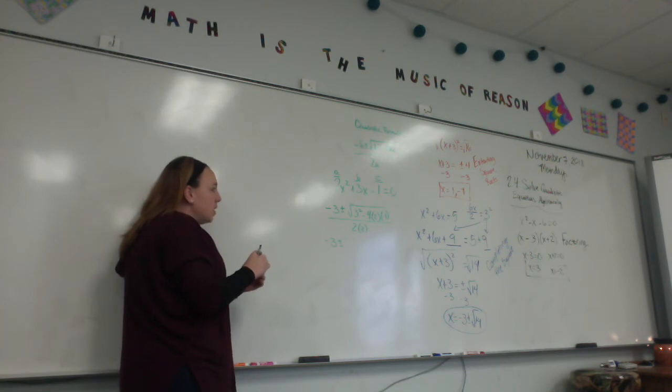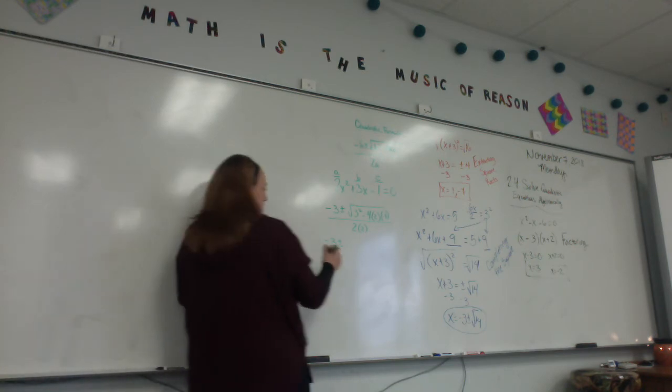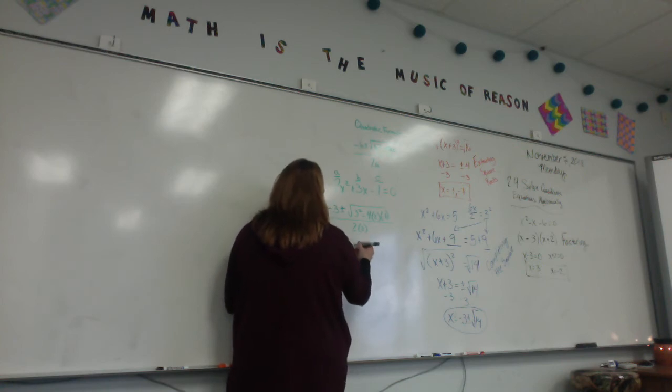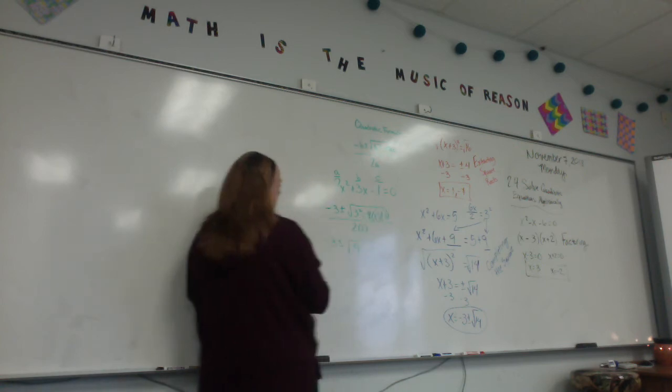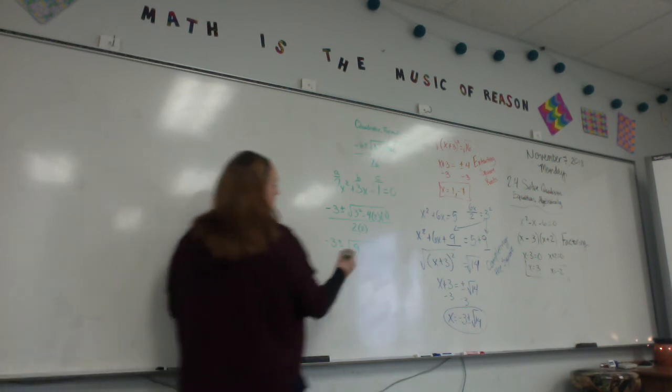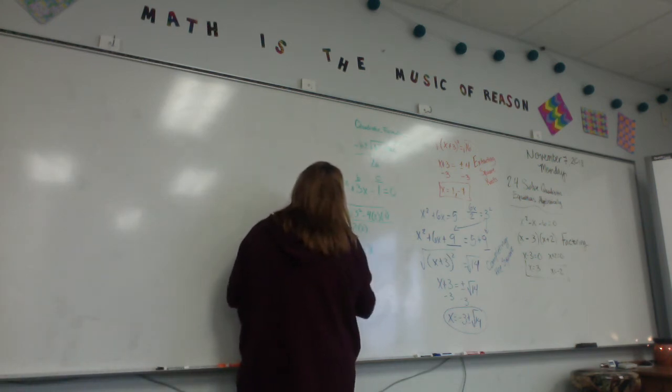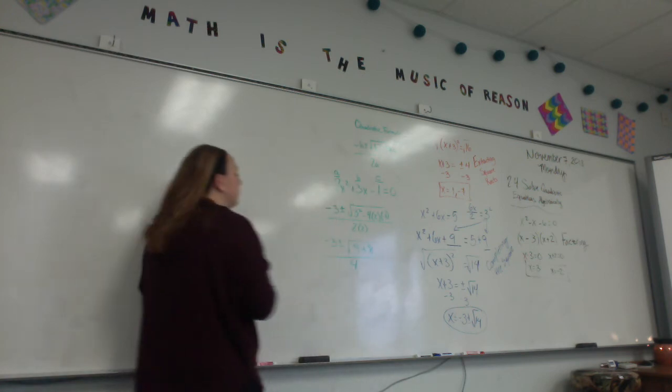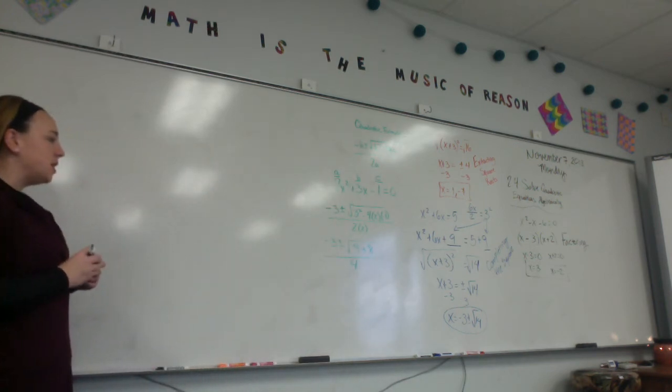So negative 3 plus or minus 3 squared is 9. Negative 4 times 2 is negative 8. Negative 8 times negative 1 is positive 8, all over 4. 9 plus 8 is 17, right?